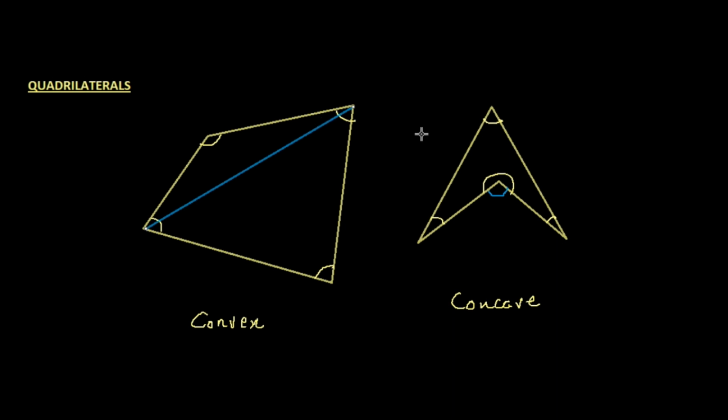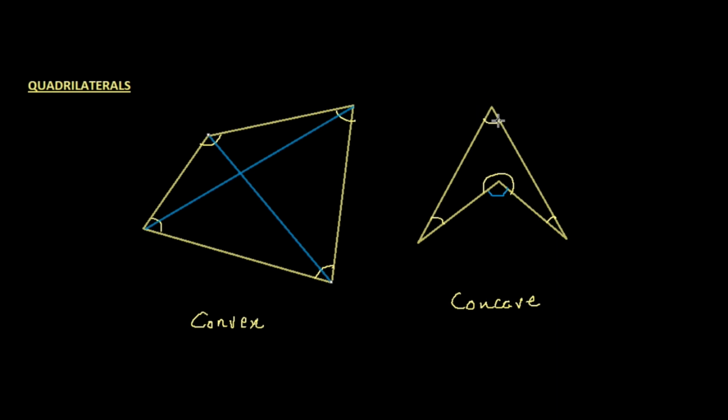Can we form another diagonal here? Yes, we can draw another diagonal which is here and here. Now look at both the diagonals. Do they lie inside the quadrilateral? Is any part of the diagonal outside the quadrilateral? No, it is not. So therefore, whenever all the diagonals lie inside the quadrilateral, it's called a convex quadrilateral. And when they lie outside the quadrilateral, it's called a concave quadrilateral.